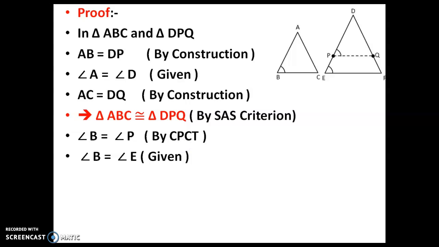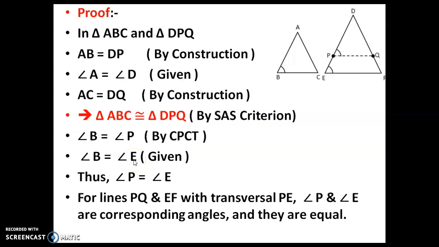Then angle B is equal to angle E. It's already given. So we can write angle P is equal to angle E. So in the LHS, angle B is the same, so the RHS we can equate. So angle P is equal to angle E. For lines PQ and EF with transversal PE, angle P and angle E are corresponding angles and they are equal.